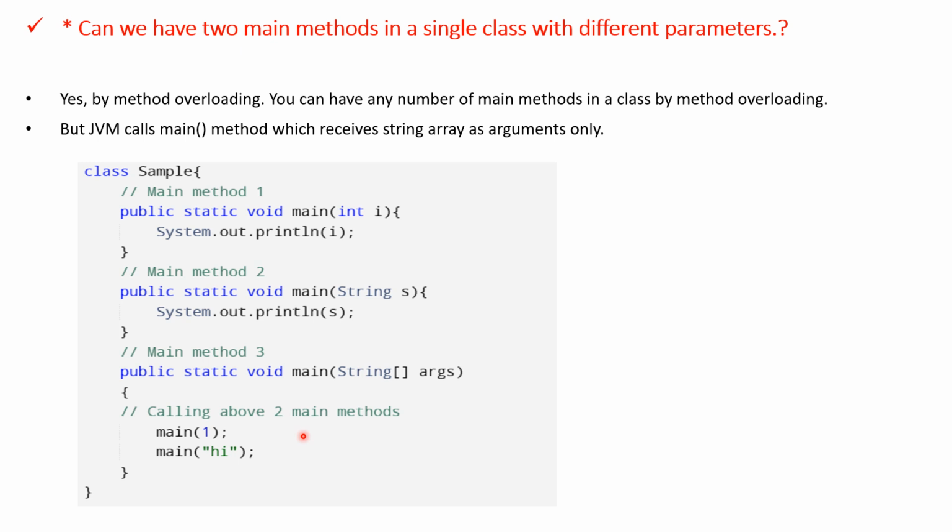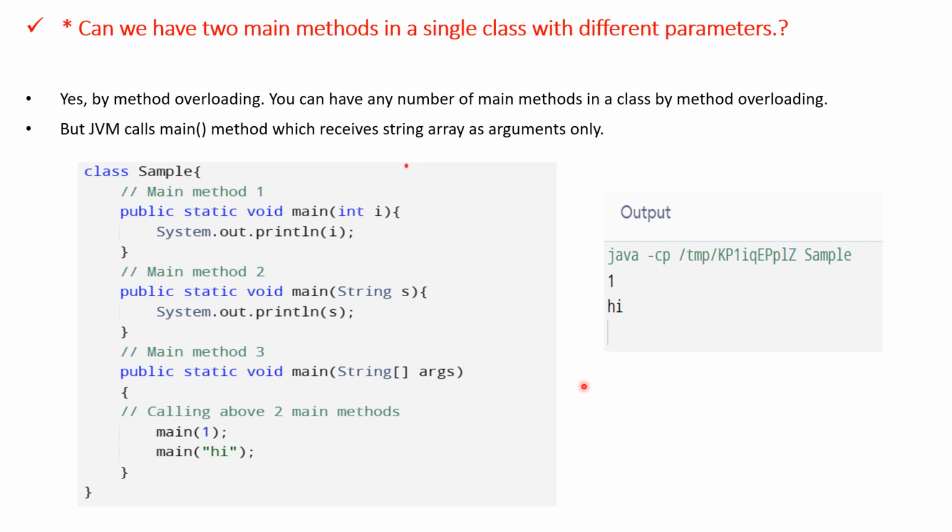So if we do it in such a way, will it give output, a compilation error or a runtime error? What will it actually give us? Let's see the output. See here, this is the Sample class. Main of 1 is the int one, so we are just printing main of 1. And the next one, main method 2, is a string, hi. So it has just printed that for us.